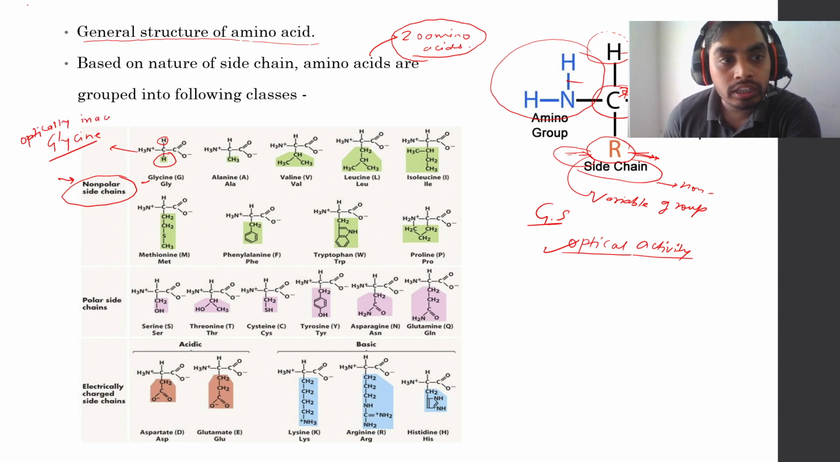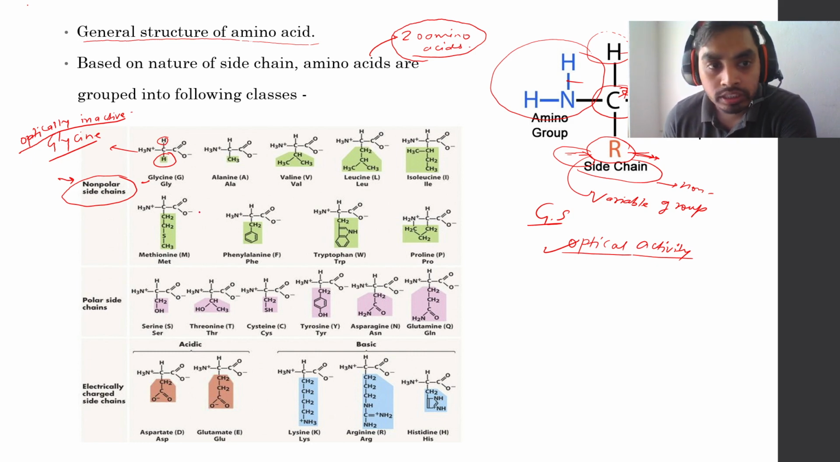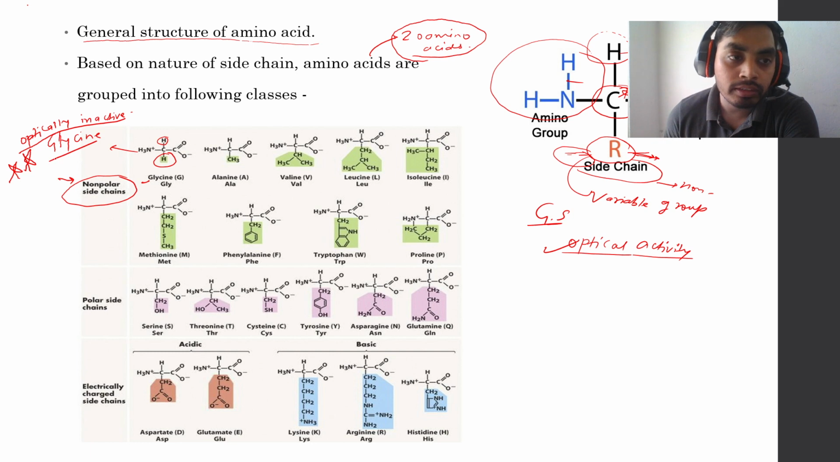This glycine is optically inactive because two same groups are present, and thus this carbon is not a chiral carbon. All other amino acids have a chiral carbon, but glycine doesn't. Only this is the exception. So we need to remember that glycine is optically inactive. The rest are optically active. Now let's move on to the next example, alanine. In case of alanine, the side chain is a methyl group, CH3.